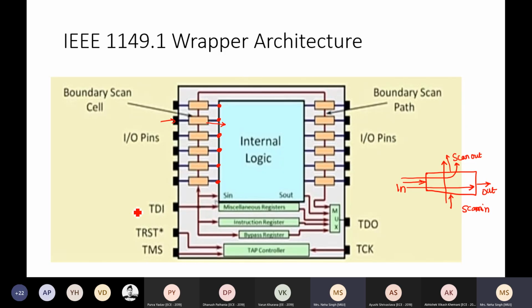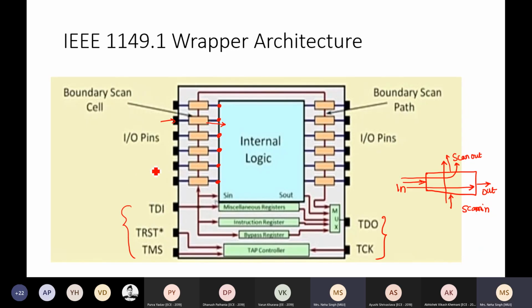Fine. 5 important pins are shown here. Star means optional pin. This is test reset. This is optional. But 3 most important pins need to be there. Test data input, right? Test data output and test clock. Clock is needed, input and output must be there, and this TMS is test mode select. What mode I require to select. We will see why we need this test mode. Whether to reset or not is a separate matter.